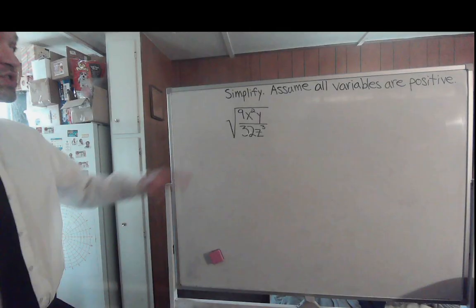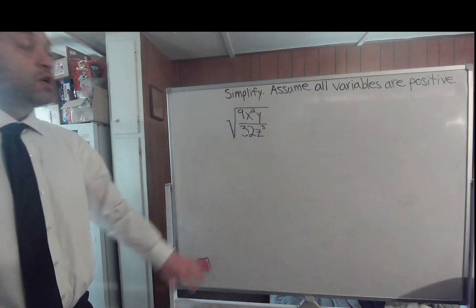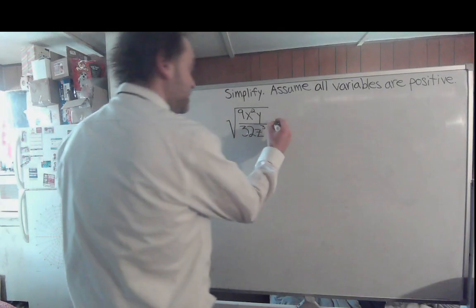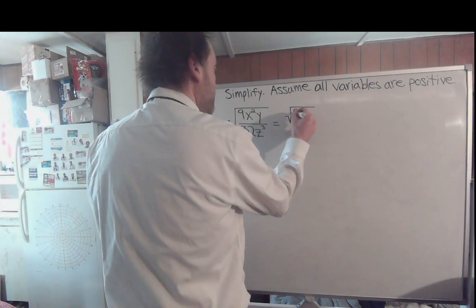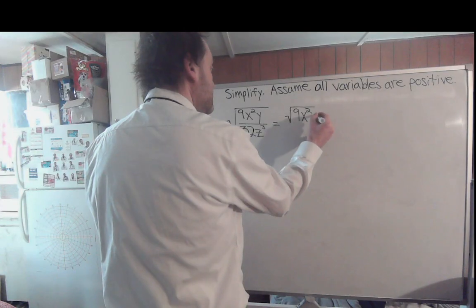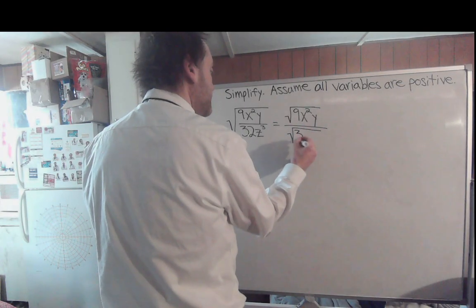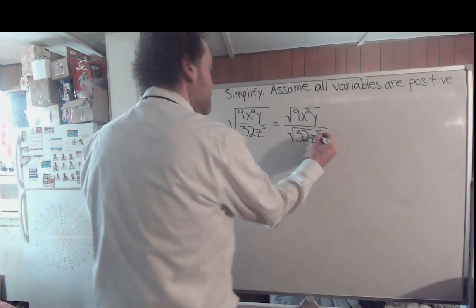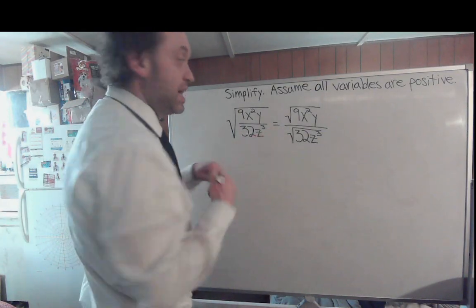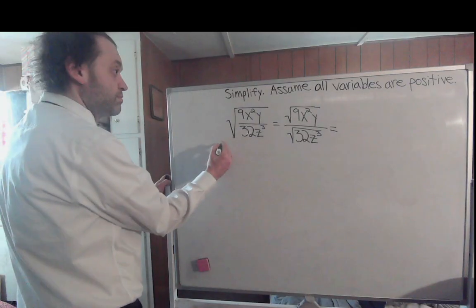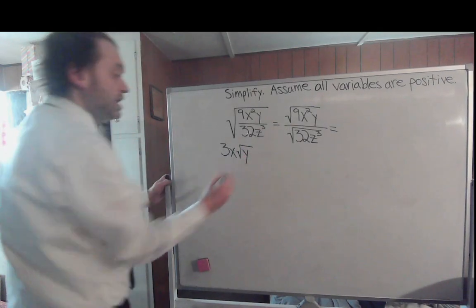Big one here. So we have the square root of 9x squared y all over 32z to the third. Let's do ourselves a favor. Let's split this up into the fraction of two roots. So this would be the square root of 9x squared y all over the square root of 32z to the third. All right. Well, let's go ahead and simplify a bit. Square root of 9x squared, that's just going to give you 3x. Then you have that leftover square root of y, which there's really not a lot you can do with that.